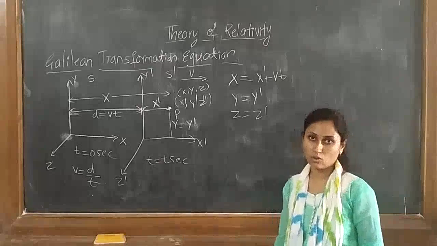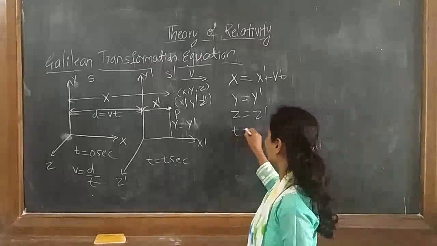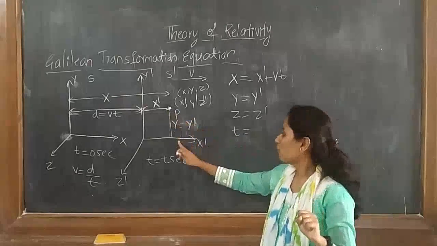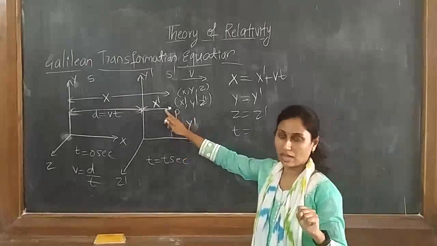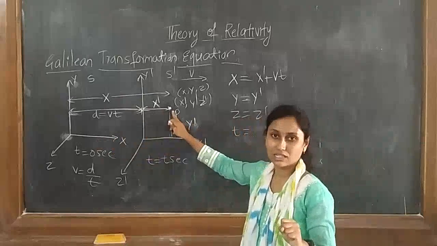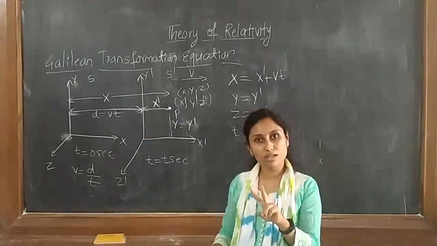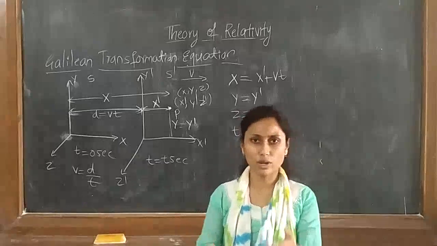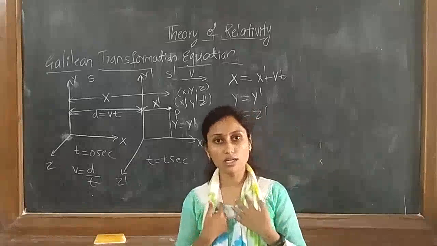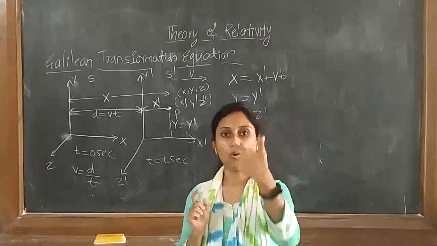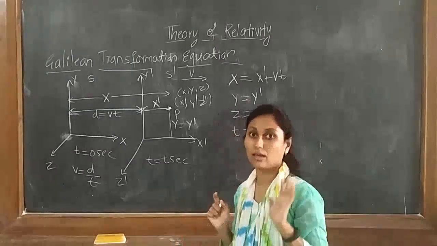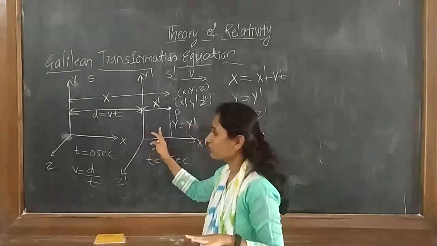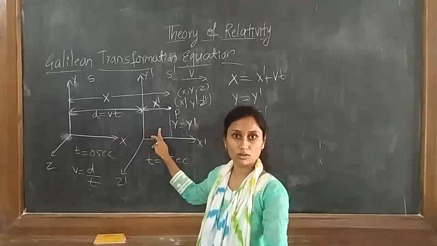So only the x value will change, but the y value and z value remain constant. And once again we will talk about the time. As an event is happening, for the S dash frame it will take a certain time, and for the S frame it will take a certain time. But both the times remain the same. As I am doing this video here, the video will take 20 or 25 seconds. According to me it is 25 seconds, and according to you also it is 25 seconds. Means the time taken for this event to happen remains constant for both frames of reference.